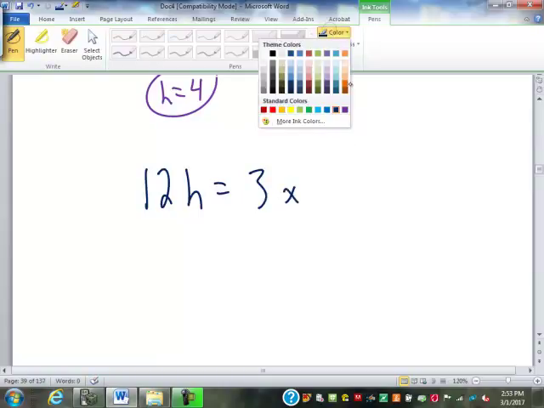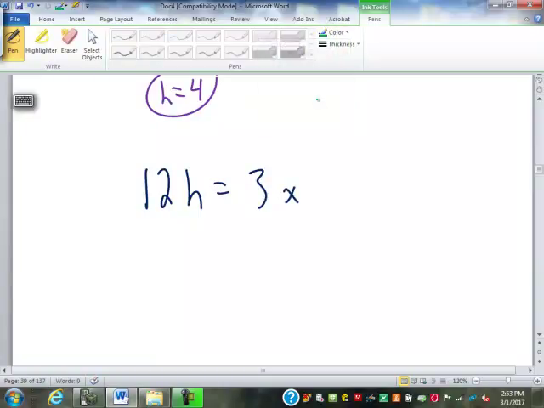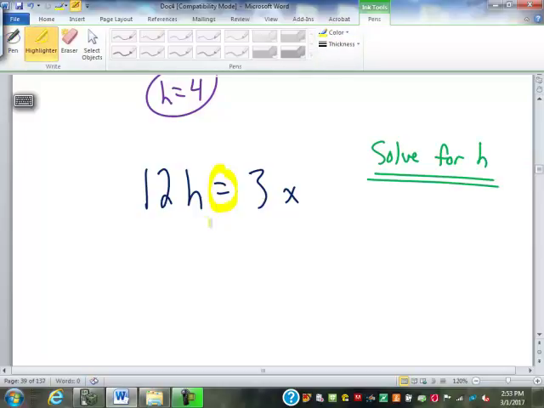So 12h equals 3x. We actually did a couple of examples of this up above. But if I wanted to get h alone, I want to solve this for h. Well, that means I have to get h all by itself. So here's the equal sign right here. This is where the h is. So we ask, what's keeping h from being by itself?